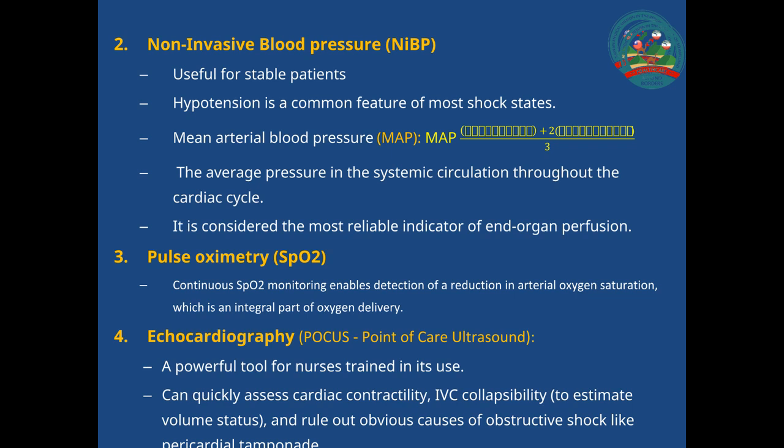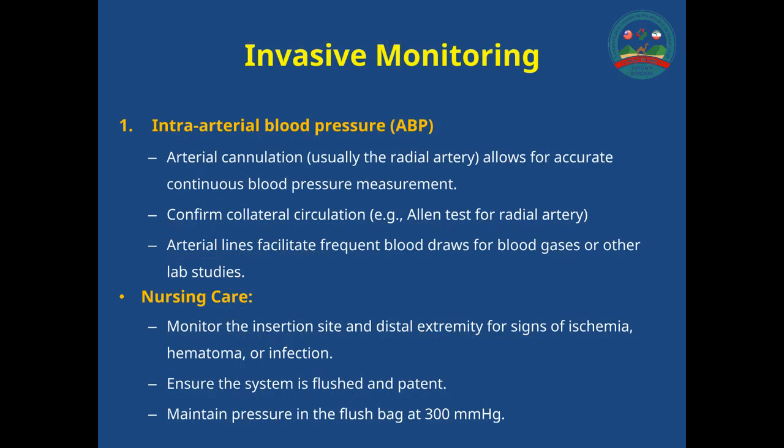For staff trained in its use, POCUS, point-of-care ultrasound, adds powerful information. It allows rapid assessment of cardiac contractility, IVC collapsibility to estimate volume status, and helps rule out life-threatening causes of obstructive shock, such as pericardial tamponade. When non-invasive tools are not enough, especially in unstable patients, we rely on invasive monitoring, and the arterial line is one of the most important examples.